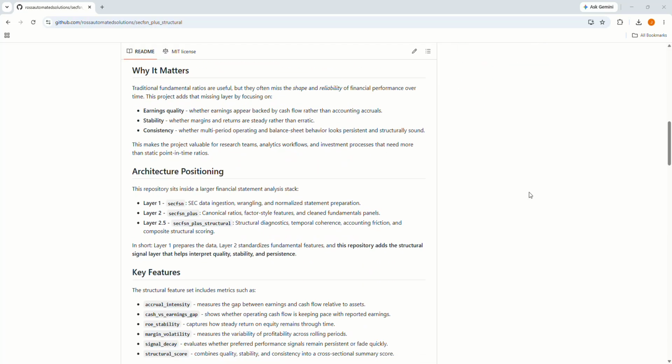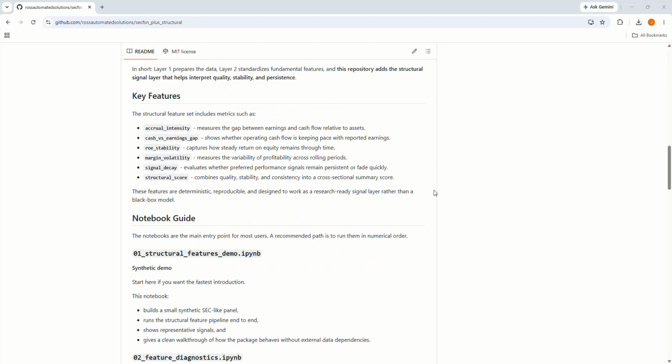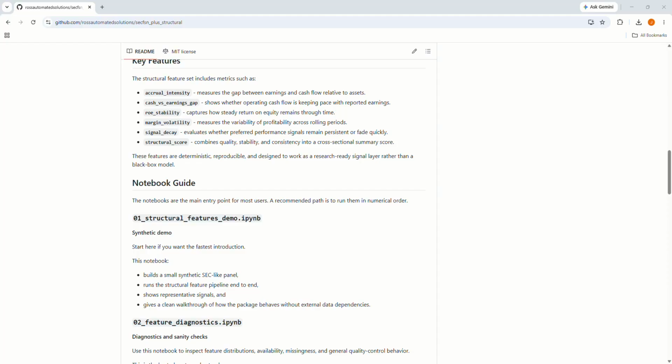This repo is part of a broader financial data pipeline. SEC-FSN handles the raw data ingestion and normalization. SEC-FSN Plus builds fundamental ratios and factor style features. SEC-FSN Plus Structural adds a structural signal and scoring layer. Each layer builds on the previous one, moving from raw data to standardized features to interpretable structural insights.